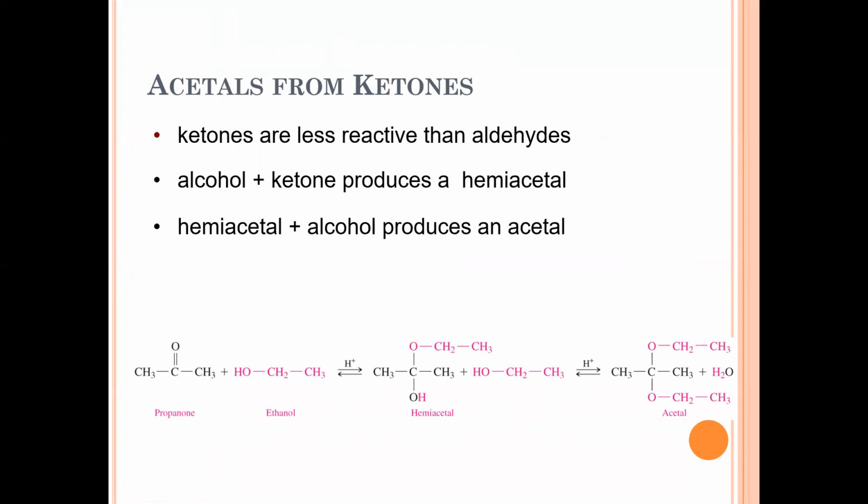So acetals from ketones, in this case, we can take a ketone. These are a little less reactive than aldehydes, but we can add them to an alcohol, react them under acidic conditions, and we can produce a hemiacetal. In this case, the hemiacetal right here, we have our alkyloxy group attached to our OH, okay? So we form a hemiacetal from the ketone. Now we can react that with another alcohol, and we can form an acetal. There's that COCOC bond, acetal, okay?